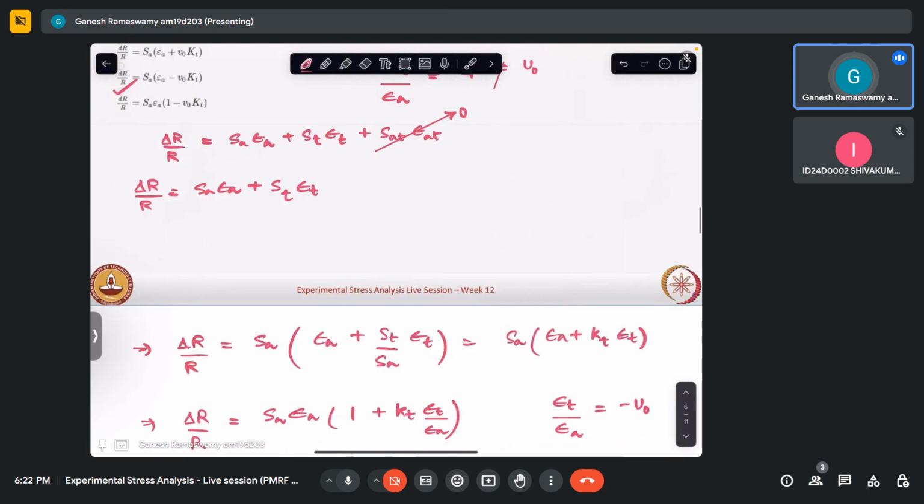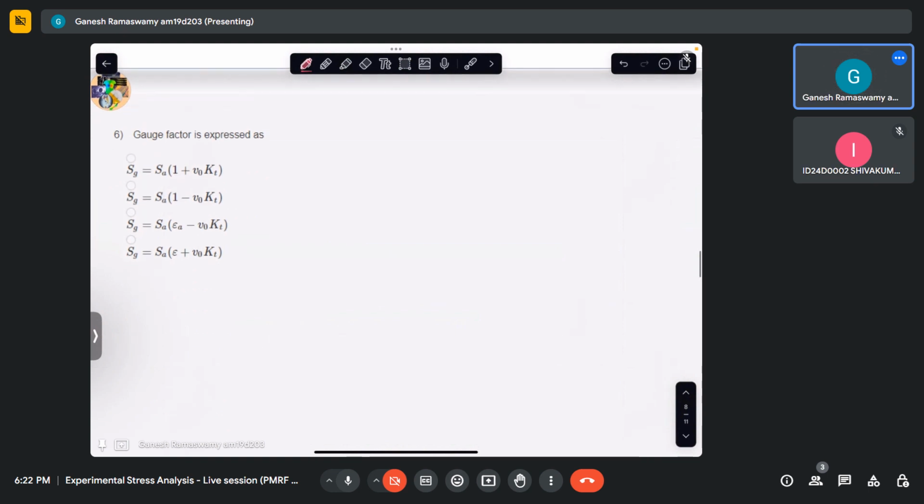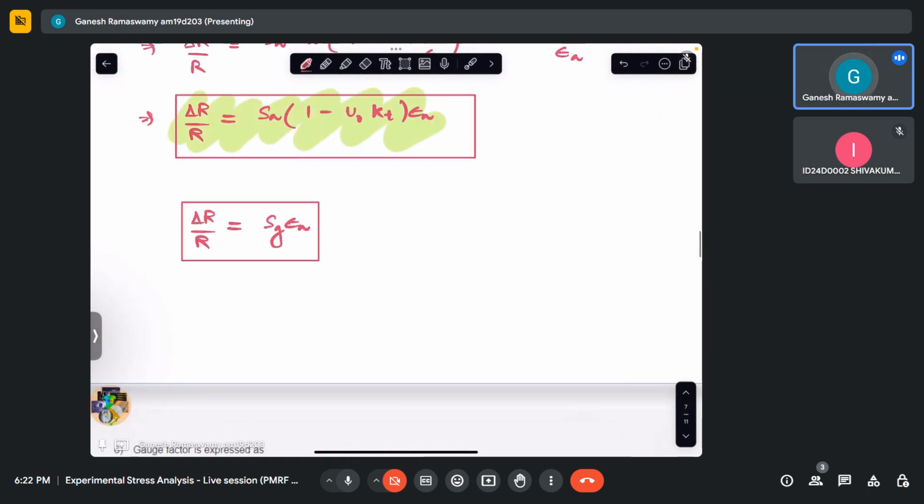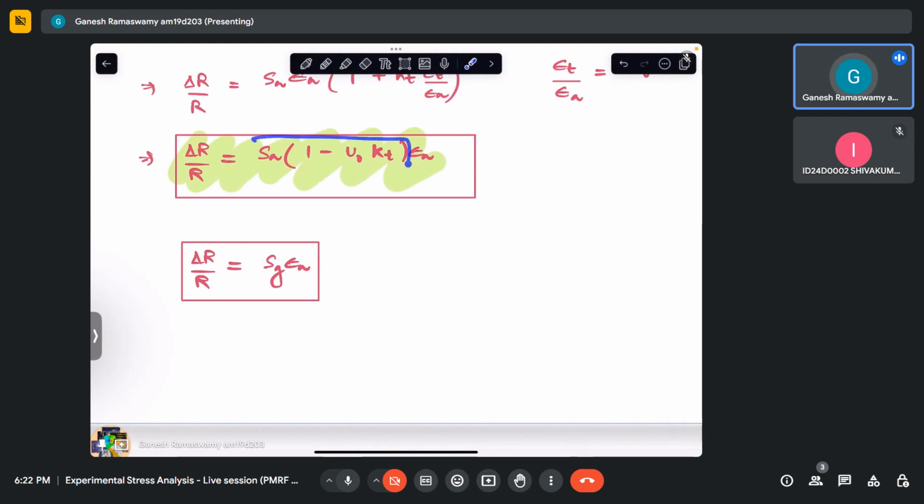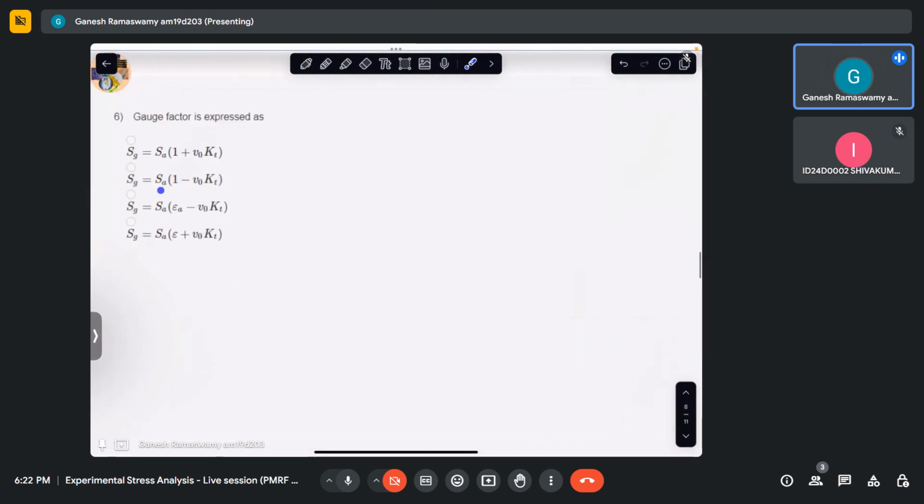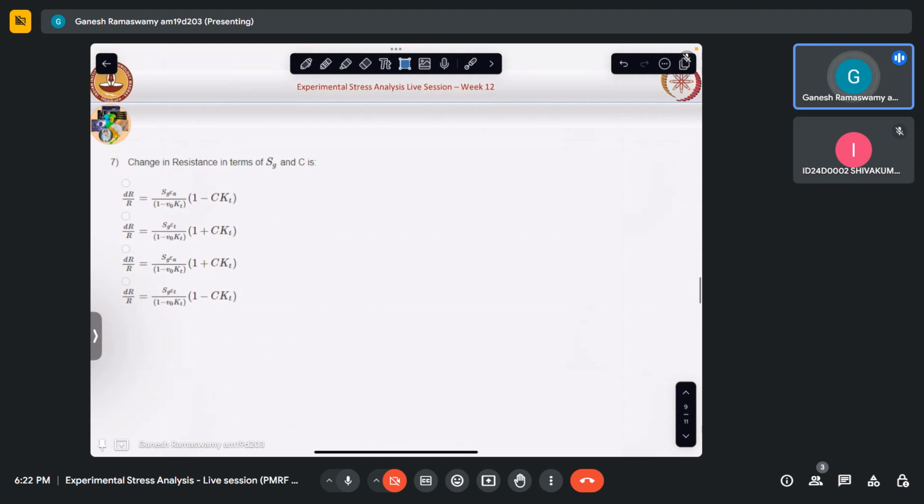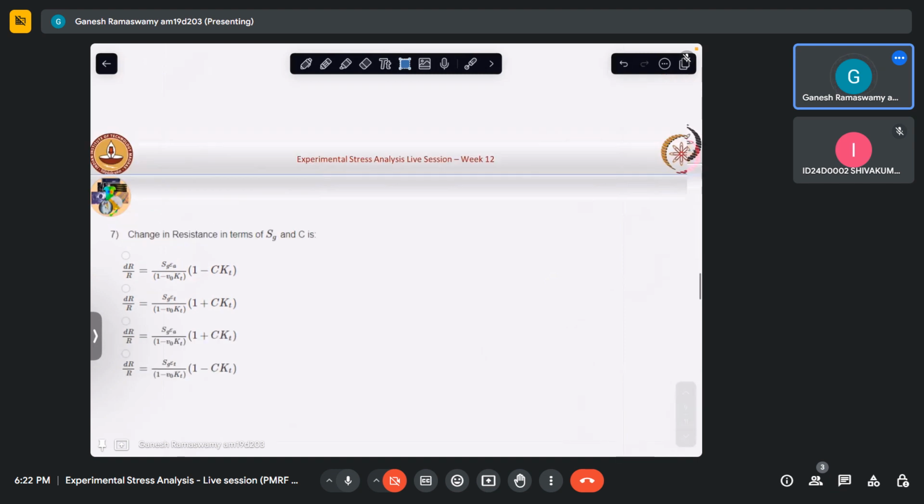Now let us see what the question further says. The gauge factor is expressed as which of the following. So to simplify this expression, if I bundle this up into one neat expression, it gives me Sa into 1 minus mu naught Kt, which is my Sg here. So far, so good based on this. Now, the change in the resistance in terms of Sg and C is which of the following is what is asked.